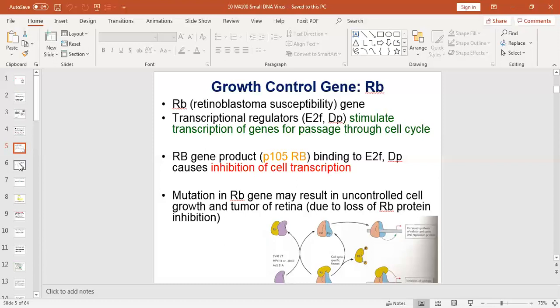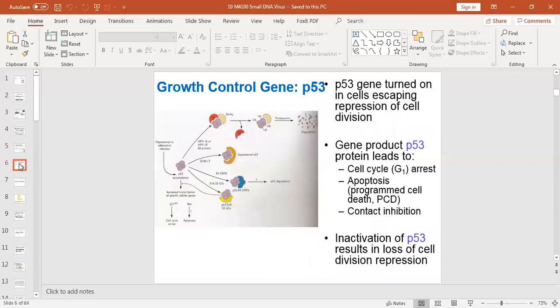Moving to slide number 6, another protein that regulates the cell cycle is called P53. The P53 gene is turned on in cells that escape repression of cell division. I know that this statement is a little difficult to comprehend. Let's see what will happen.